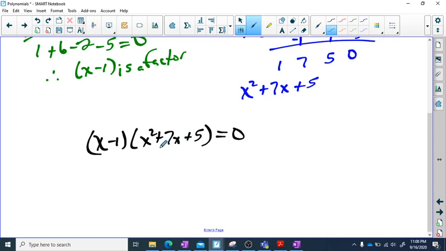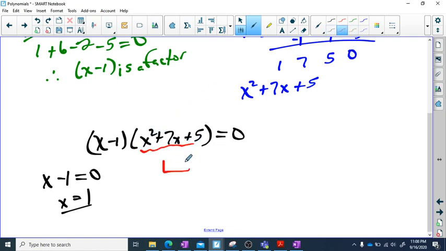However, it didn't say find the factors, it said solve, or find, in this case, the x-intercepts. Where does it cross the x-axis? So I know it crosses at 1. This one's easy, x minus 1 equals 0. Well, I know there's one answer. It crosses the x-axis at 1. However, I can't easily factor this, but the good news is it's a quadratic.